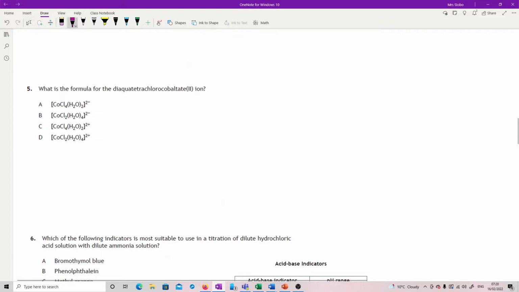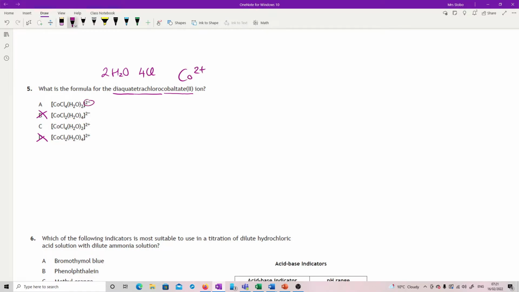Okay, what is the formula for the diaqua tetrachlorocobaltate 2 ion? Okay, now let's break this down. Diaqua means that I've got 2 waters. Tetrachloro, so I've got 4 chlorines. So I can do something here. I can get rid of B and I can get rid of D. And then the next piece of information is I've got cobalt with a 2+.